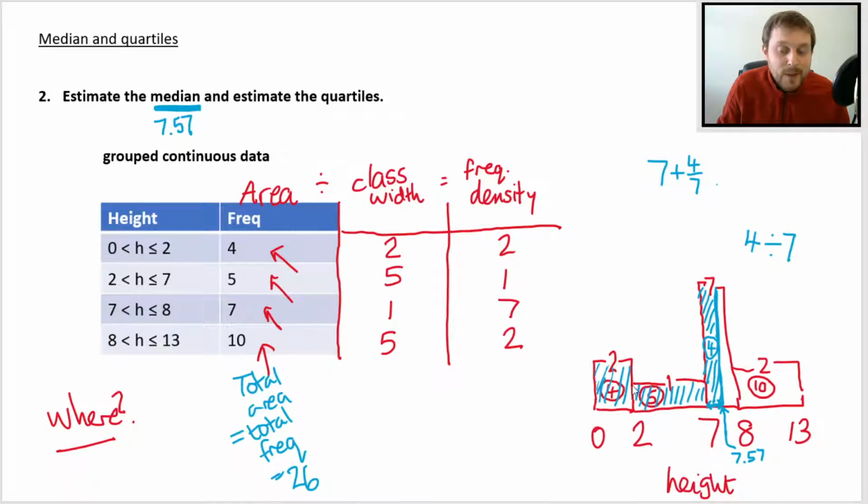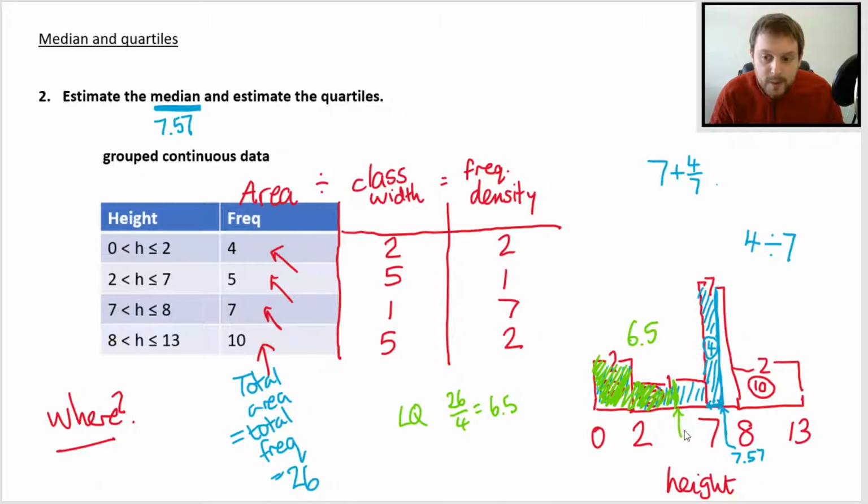Now, as it happens, since this box actually has an area of 5, I can say straight off what the estimate for the lower quartile is, because it will be halfway between 2 and 7. Let me just illustrate that. So for the lower quartile, I'm going to work out 26 over 4, which is 6.5. And what I want is a total area of 6.5. This will be my estimate for the lower quartile. And since that's 4, I'll be left with 2.5.